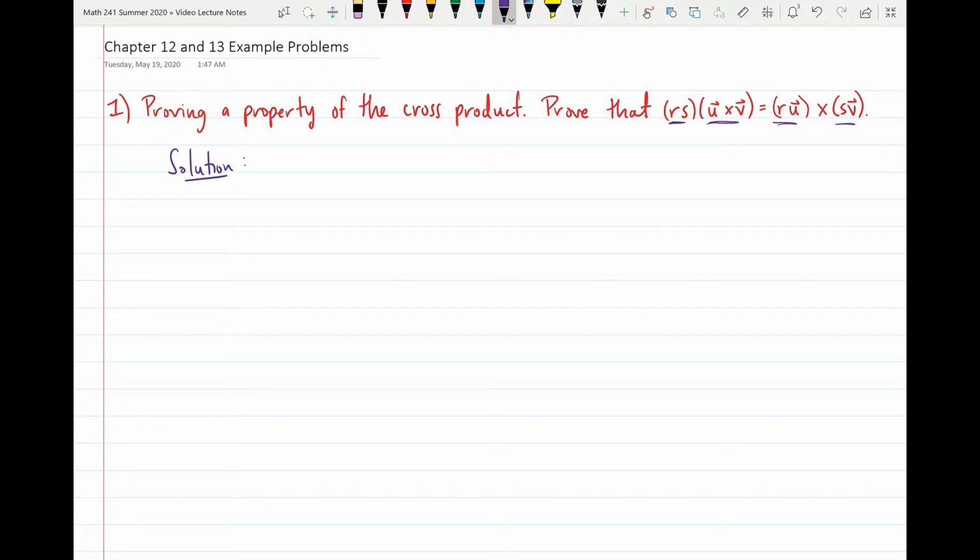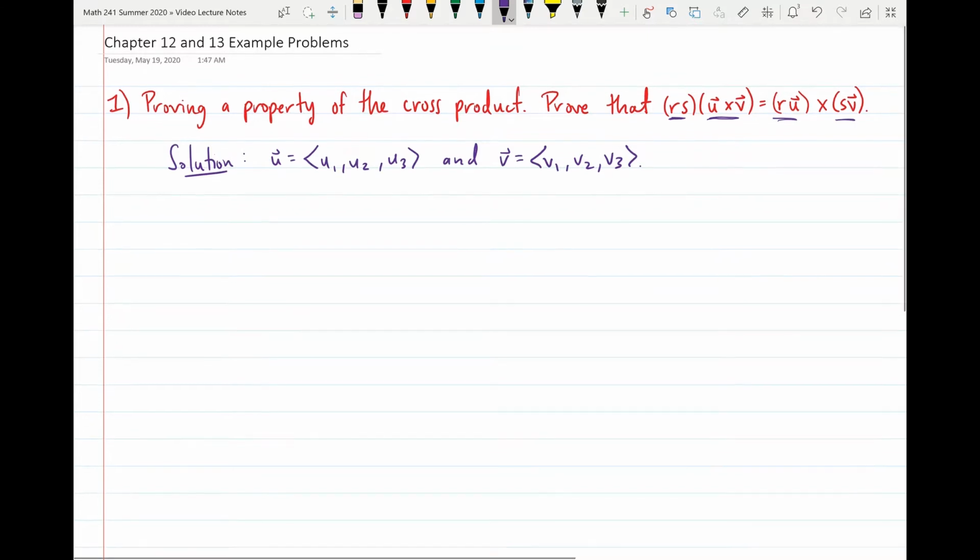Okay, so let's get right to the proof. In this case, we're just going to calculate the cross product of both sides of this equation and show that the two calculations are equivalent to one another. To do that, we can write each of our vectors u and v in component form. So u is equal to u1, u2, u3, and v is equal to v1, v2, v3. And now let's calculate both sides of this equation here.